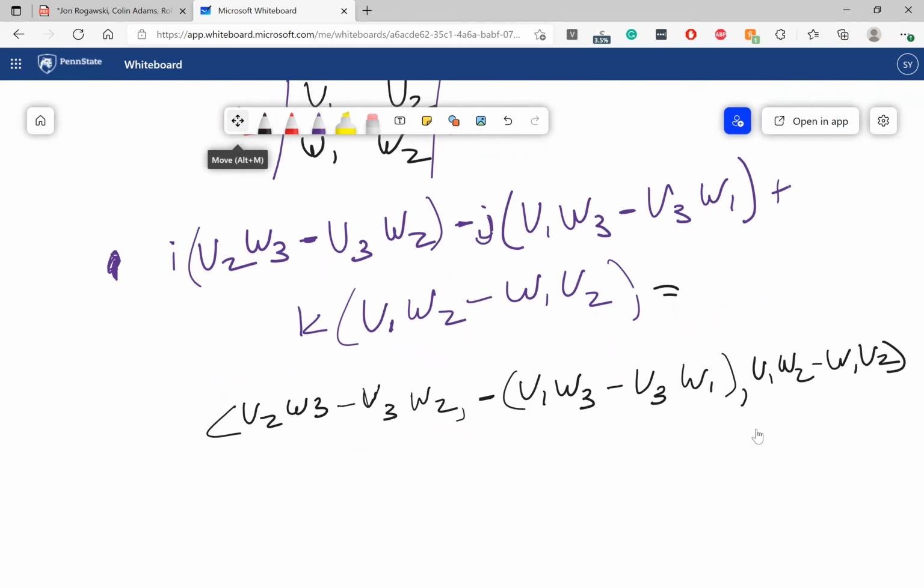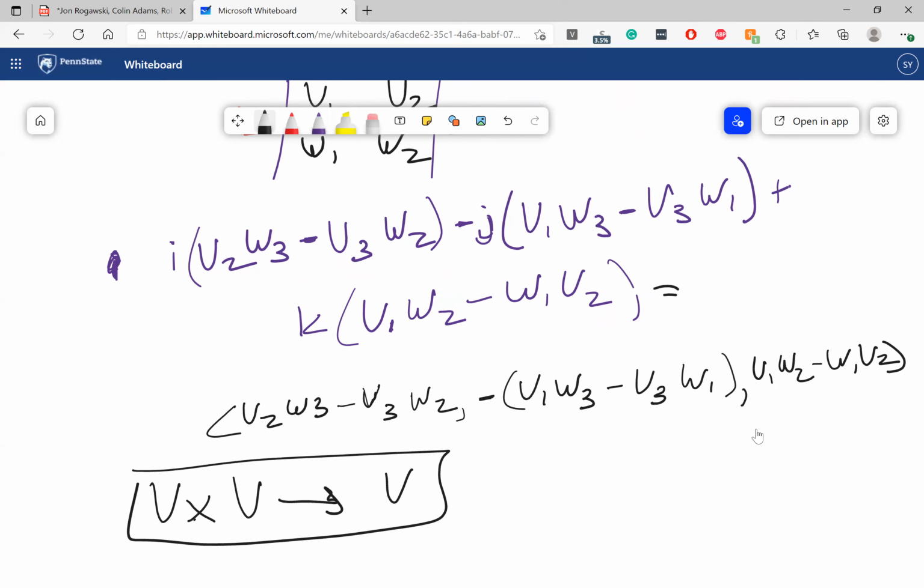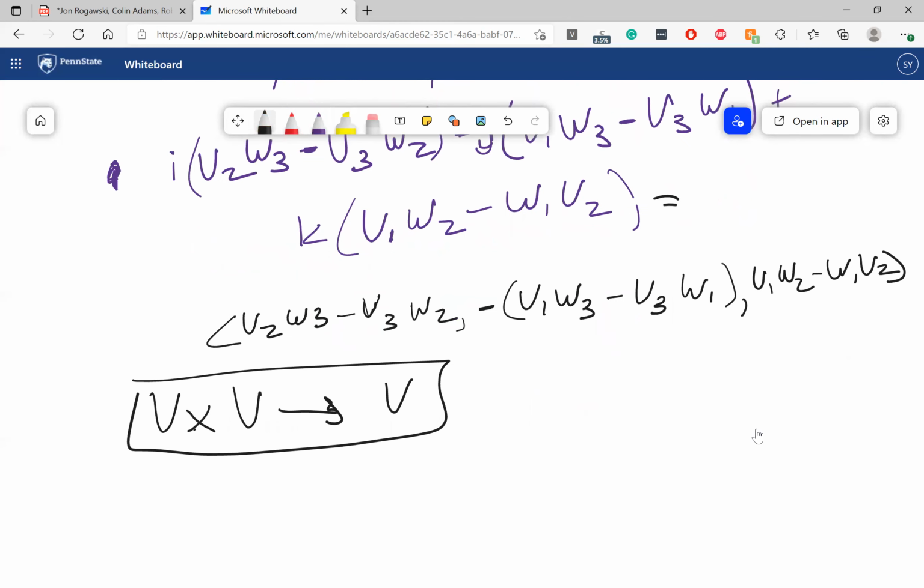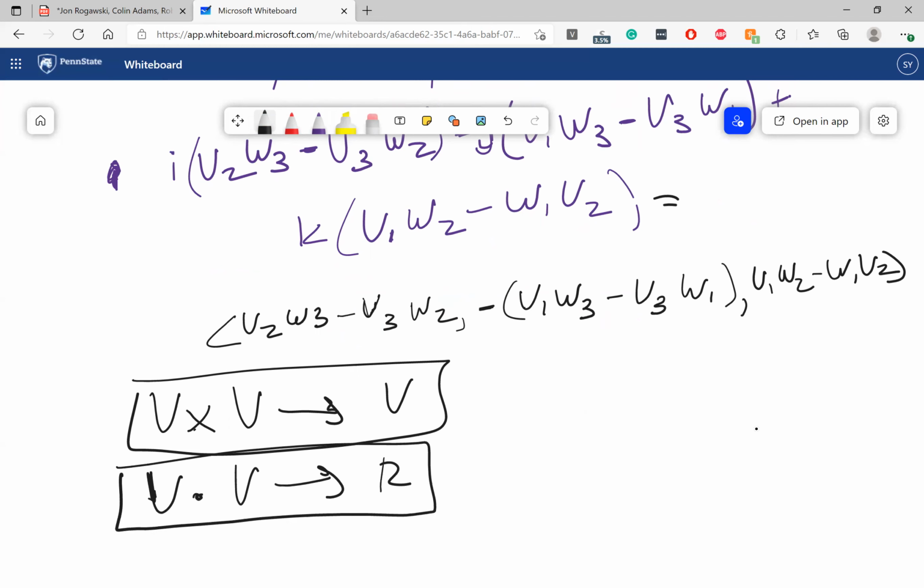So in other words, the cross product takes two vectors and outputs a vector. So we can say it takes a vector and another vector, and as an output, it gives a vector. That's what the cross product does. While the dot product takes a vector and you dot it with a vector and you get some real number. So that's one difference between them. Any questions?